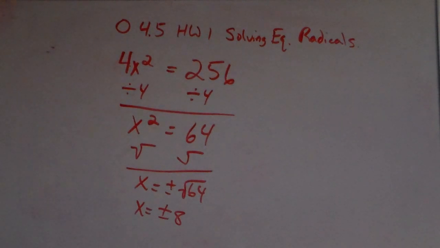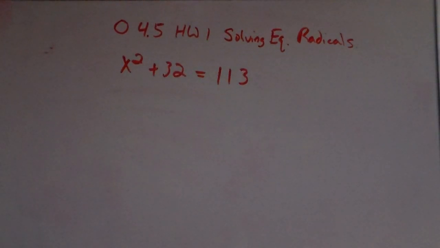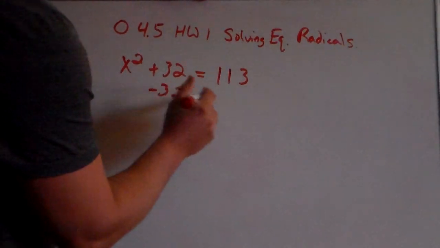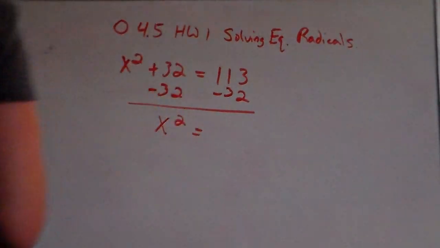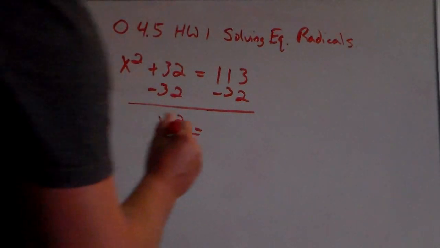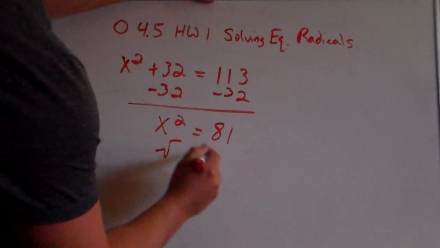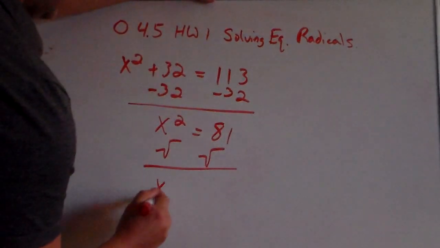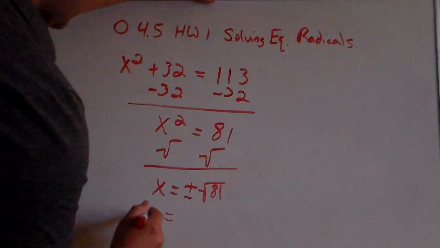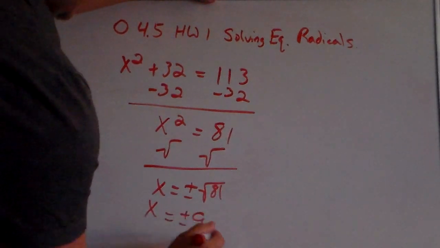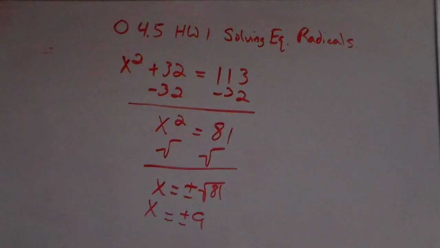Next we'll do problem 7. Alright, here's problem number 7. We have x squared plus 32 equals 113. Our goal is to get x all by itself. So we use our inverse operation, subtract 32 from both sides. We get x squared equals, well, 113 minus 32 gets us 81. We take the square root of both sides, and we get x equals plus minus the square root of 81, which is 9. So x equals plus minus 9. That's our answer to number 7.